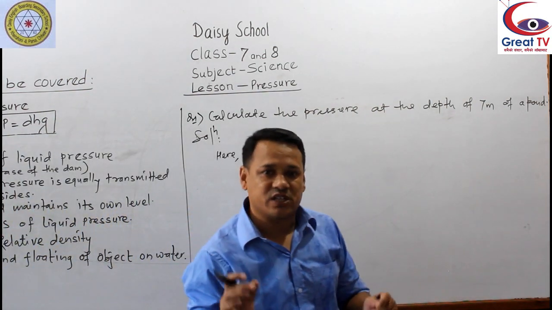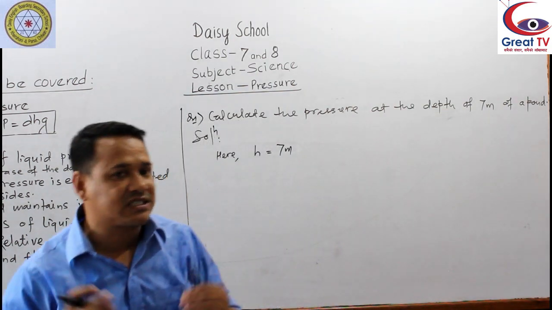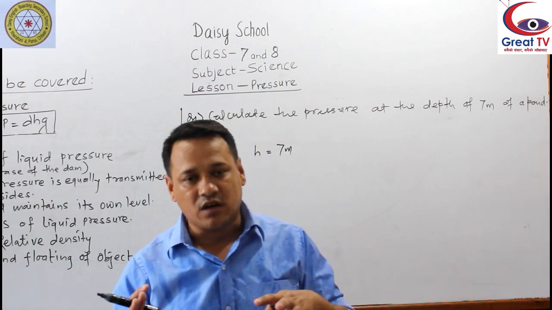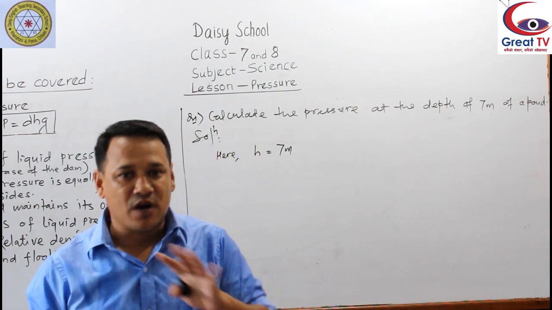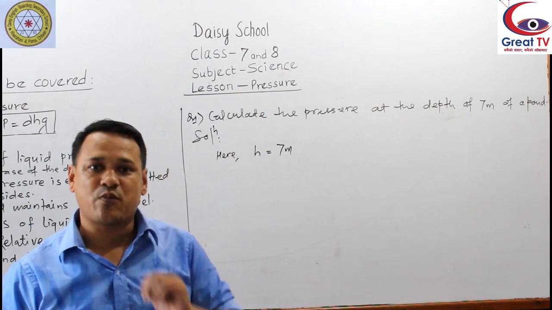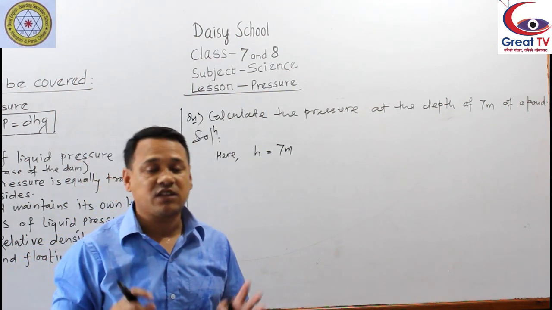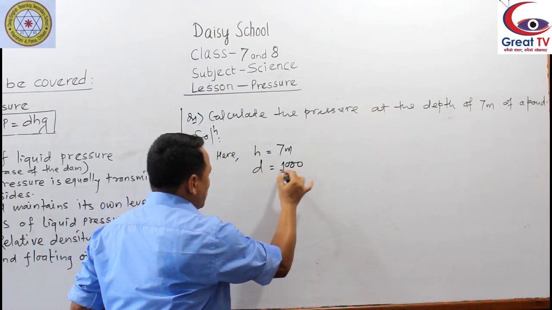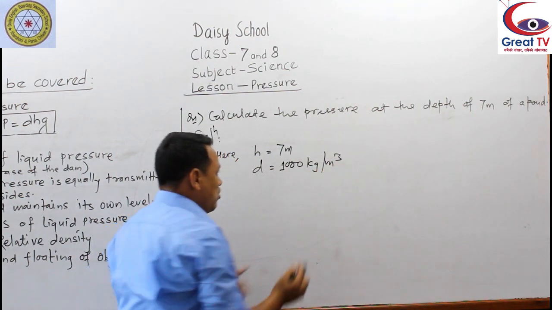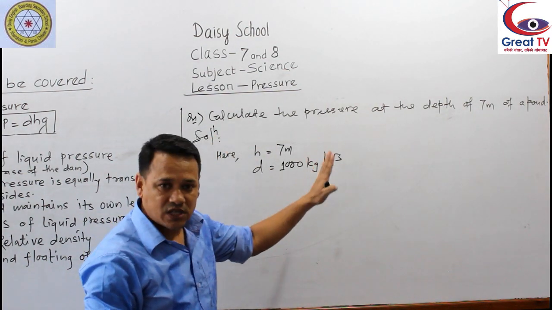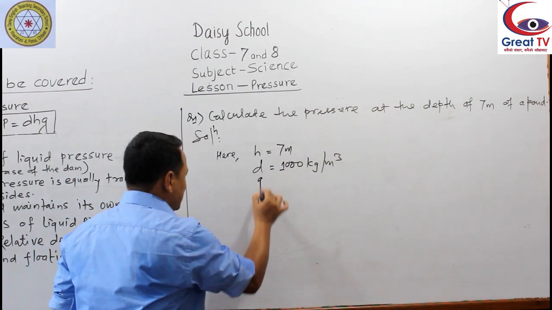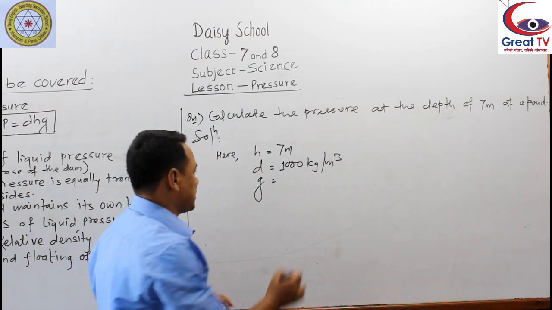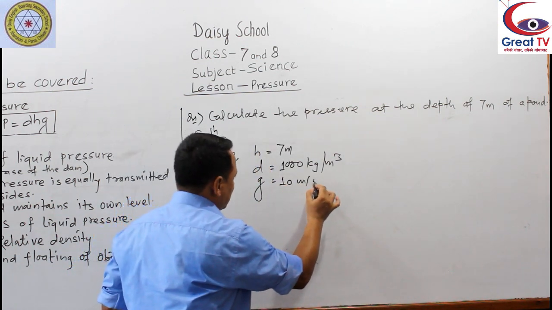Density of water. In a pond there is water, and the density of water you have to know. That is the standard value. Whether or not the density of water is mentioned in the question, you have to know this. If not mentioned, then you have to write it yourself. Density of water is 1000 kg per meter cube. Similarly, g, acceleration due to gravity, I have discussed already. The value of g is 10 meter per second squared.